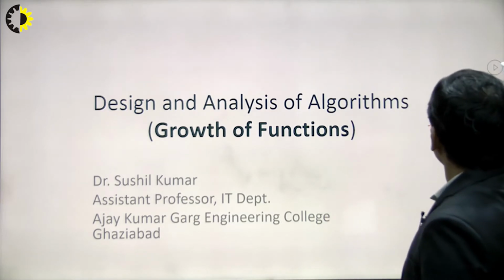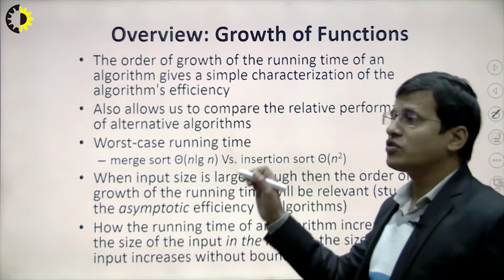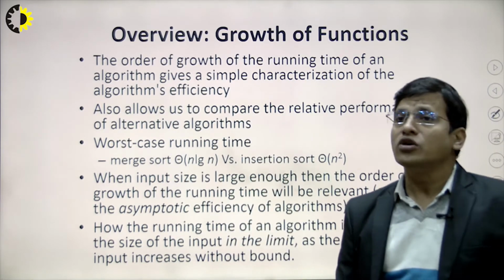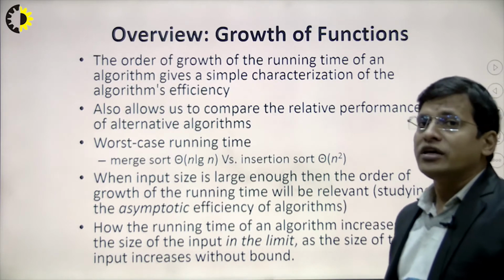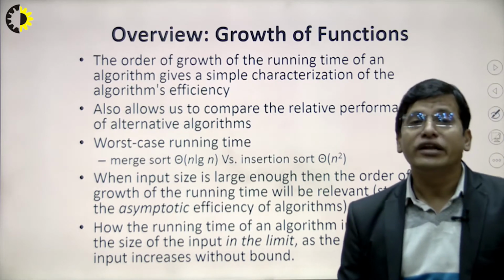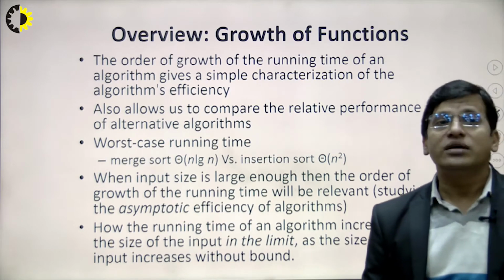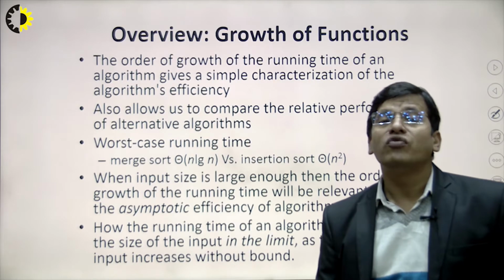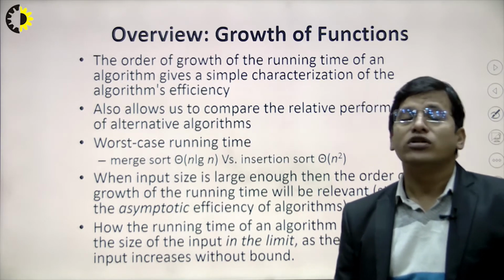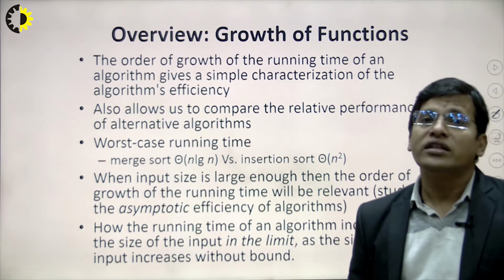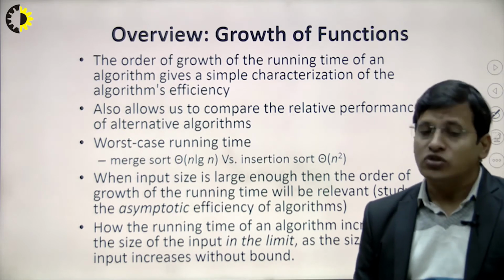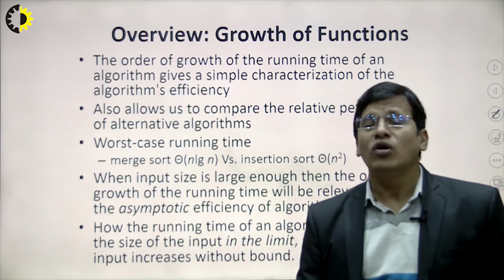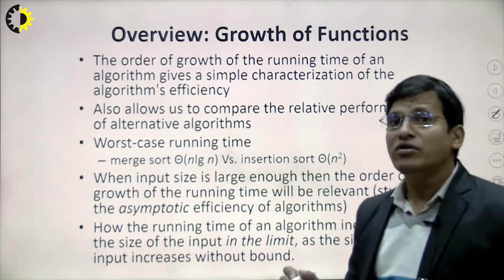Now first of all, we see the overview of growth of function, and why we are going for it. Growth of function is basically to find out the order of growth of running time of any algorithm, which gives simple characteristics of algorithm efficiency. Basically we are trying to find out how the algorithm is behaving and how we can compute the efficiency. Efficiency depends upon the growth of the function, the order of growth, and depends upon the function of that algorithm.